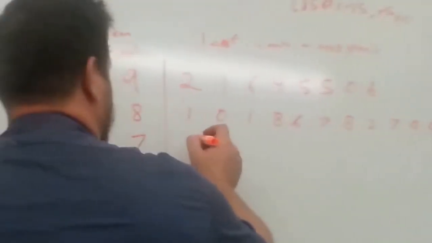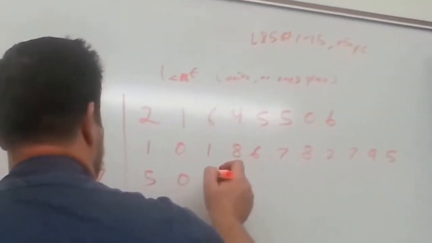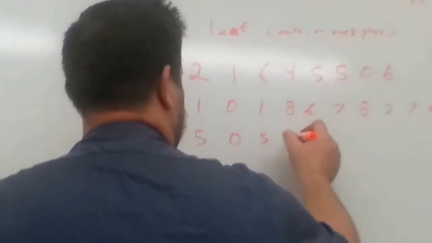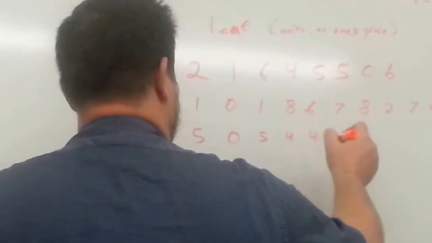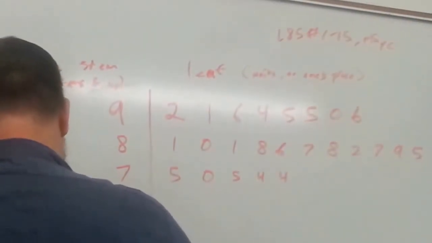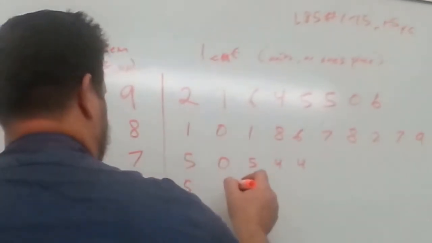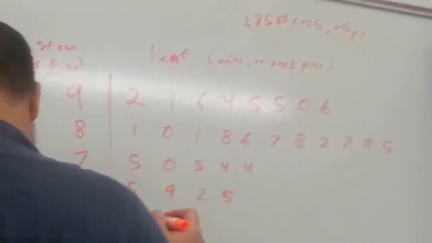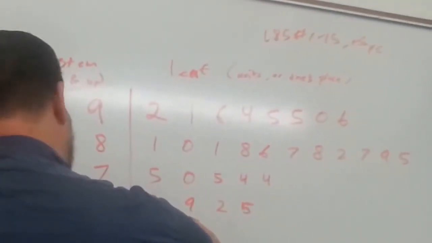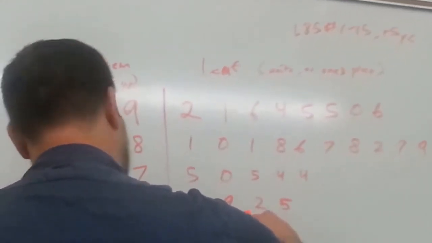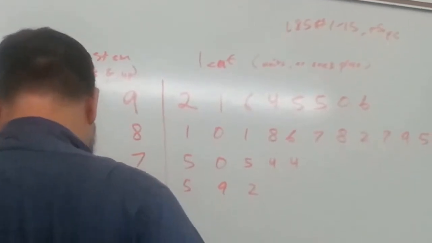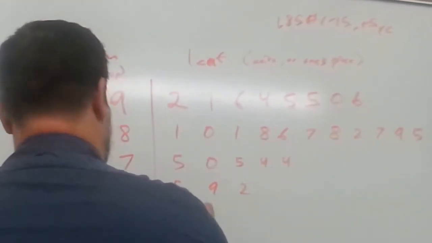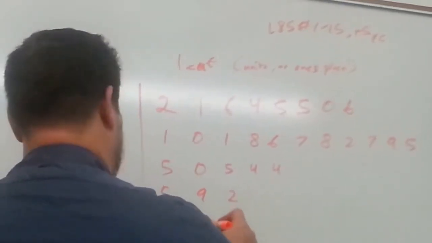All right, what do we have in the 70s? 75, 70, 75, 74, 74. I think that's it. How about the 60s? 65, 69, 69, 62, 65. That's it. And the 50s? There was a 56. That's the only one? No, there's also 58.